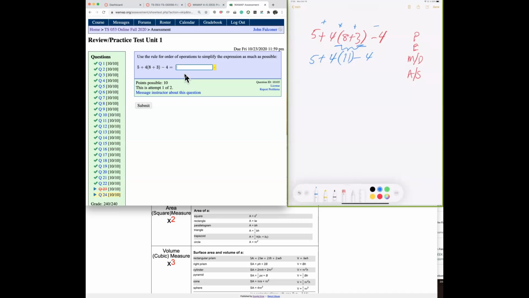And then just because I love to do colors, plus, times, and minus. So we're going to have to do the multiplication first, 44. And then we have 5 plus that minus 4. Addition and subtraction are on the same level, so we just go left to right. 5 plus 44 evaluates to 49. Minus 4, this evaluates to 45. And that should be our answer.